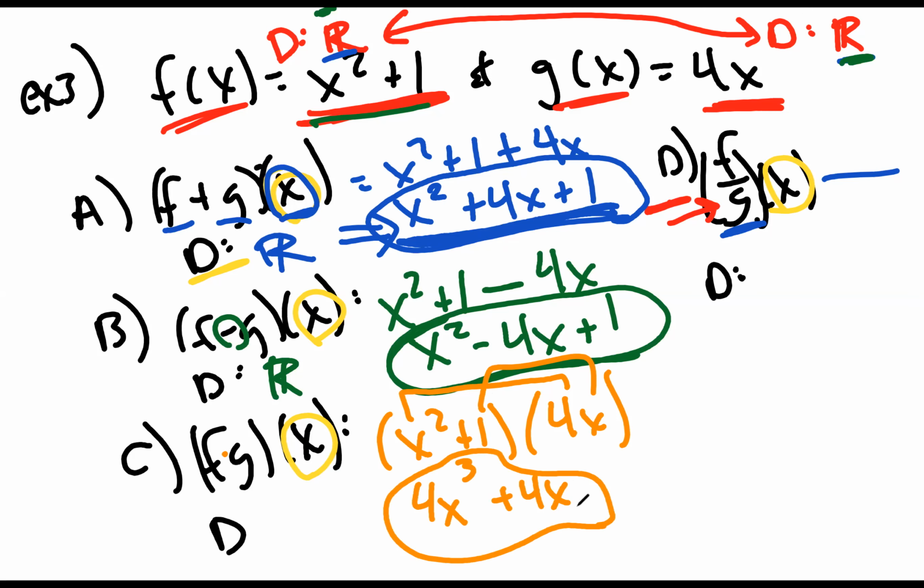Then I need to find the domain. I know that the domain of f is all reals and that the domain of g is all reals. So I look at this orange example and ask, do I see any fractions? No. Do I see any square roots? Also no. So the domain of this one is all reals. C is completely and totally done. So take a sec, look at it, see what you think, and then we'll do this last one.